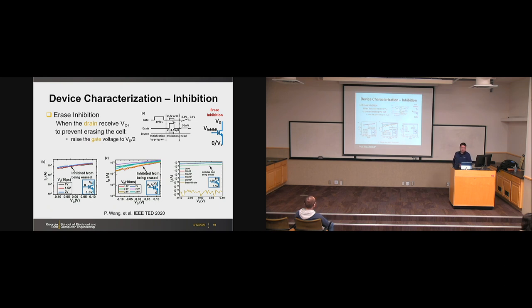And also we care about other unselected cells. We consider the inhibition. So here for other unselected cells, we need to apply some inhibition voltage. And also depending on the drain voltage, we just tested how many cycles we can inhibit. So here from the testing result, we apply 10 to the power 6 cycles. And then for the unselected cells, the current is still high. That means it's not disturbed. So this is for the inhibition for other unselected cells.